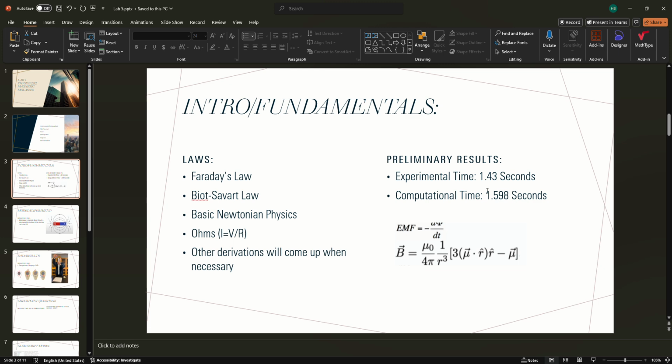So our preliminary results, just to give you a bit of a sneak peek here. We have our experimental time being 1.43 seconds and our computational time being 1.598 seconds. And here are our formulas: EMF equals the change in flux over change in time, or negative of that. This is Lenz's law. And then of course we have B, and that's magnetic field, by the way. And this B is your Km, 1 over R cubed, which is standard, and then this is your cross product, a kind of interesting, different formula, but still the same difference.